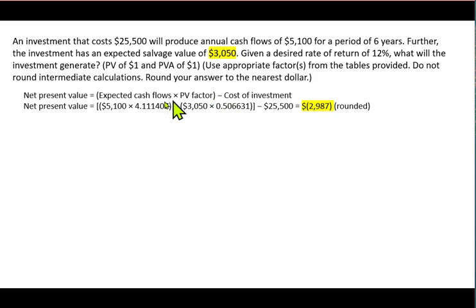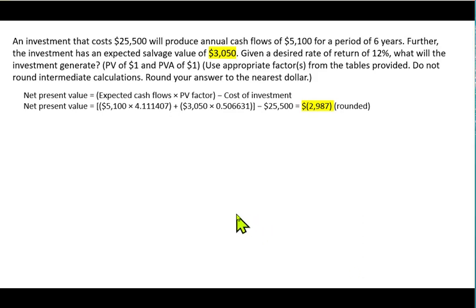$3,050. These two cash flows will be added together and then subtracted off from the cost of our investment. And the cost of our investment was $25,500. And when you do that, you have to trust my math on this, but when you do that, you get a negative net present value of $2,987. So you would have to say, no, this is not a good situation. I don't think I want to do this, because it's a negative net present value.